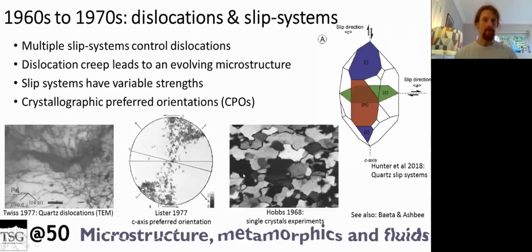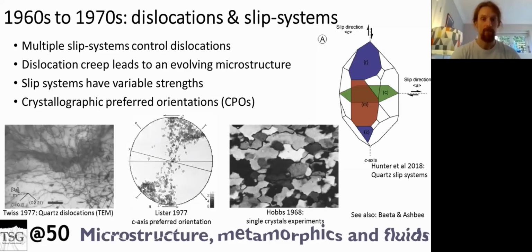Back to the 60s and 70s, early work looked at dislocations and slip systems in quartz from experimental perspectives. Multiple slip systems were recognized to control dislocations. The dislocation creep was recognized to lead to evolving microstructures in quartz.